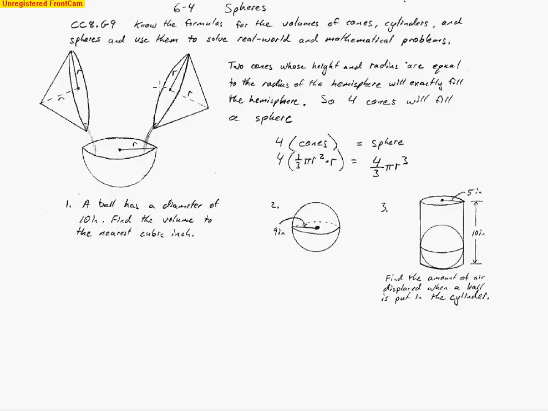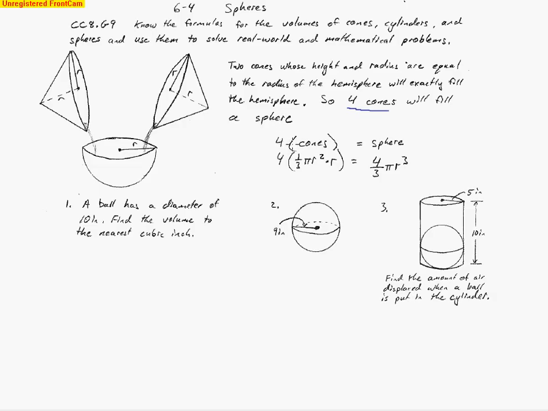If we took these two cones and filled them with sand or water, and then poured their contents into the hemisphere, it would fill the hemisphere completely to the rim. So what that tells us is that two cones, having the height equal to the radius, and that radius the same as the radius of the hemisphere, will fill one hemisphere. And so four cones would actually fill a whole sphere.